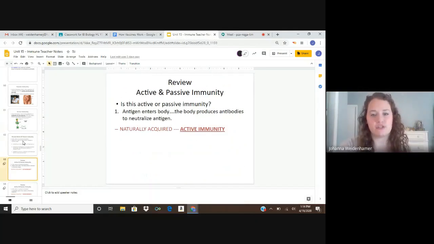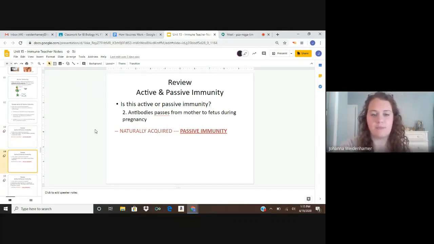Let's take a look at the first one. Antigen enters the body and the body produces antibodies. If the body produces antibodies, we know that it is active immunity. You are immediately acting and making your own antibodies from the start, and that would be naturally acquired because the antigen is just coming into your body.